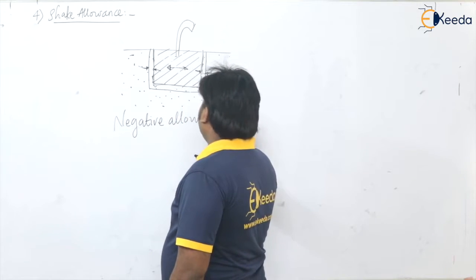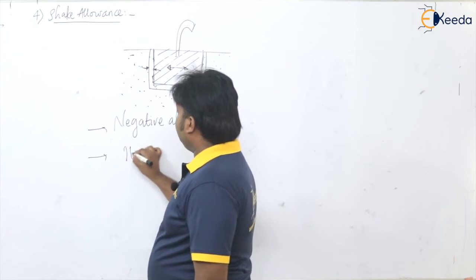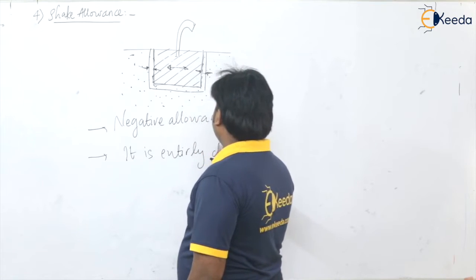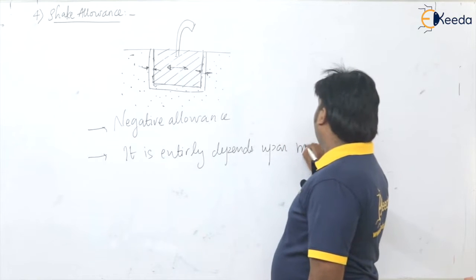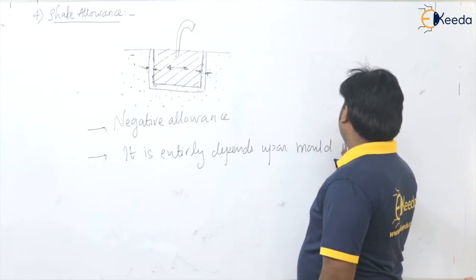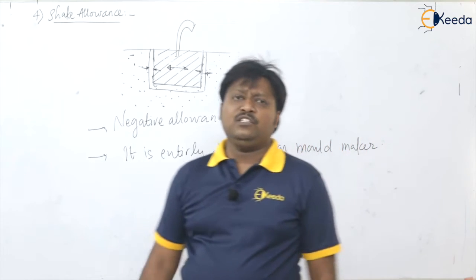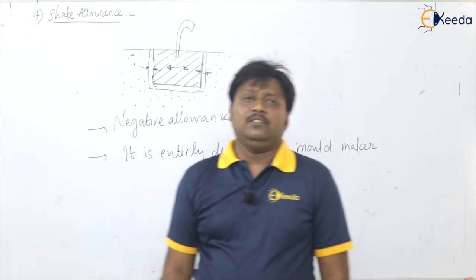Very important thing. And what is the formula? No formula. It entirely depends upon the mould maker. जो मोल्ड बना रहा है वही डिसाइड करेगा उसकी वैल्यू. Okay, based upon his knowledge, his skill and experience, he will decide the value of shake allowance.